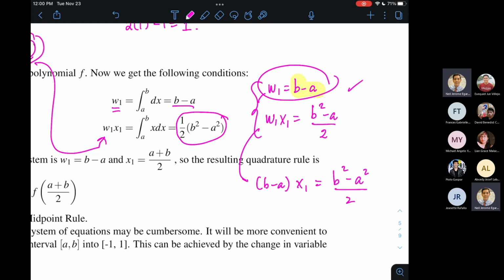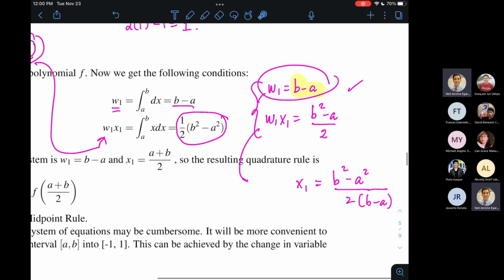And then solving for X1, we'll just divide both sides by B minus A. Tapos ito ay pwede kong i-factor na B minus A times B plus A. Ka-cancel ko yung B minus A. We'll be left with B plus A over 2. Or that's also A plus B over 2. Okay? So now we have found the two unknowns. Alam na natin dapat kung sino yung abscissa na pipiliin. It just so happened that that abscissa is the midpoint of the interval AB. And the associated weight is B minus A, or the length of the interval.